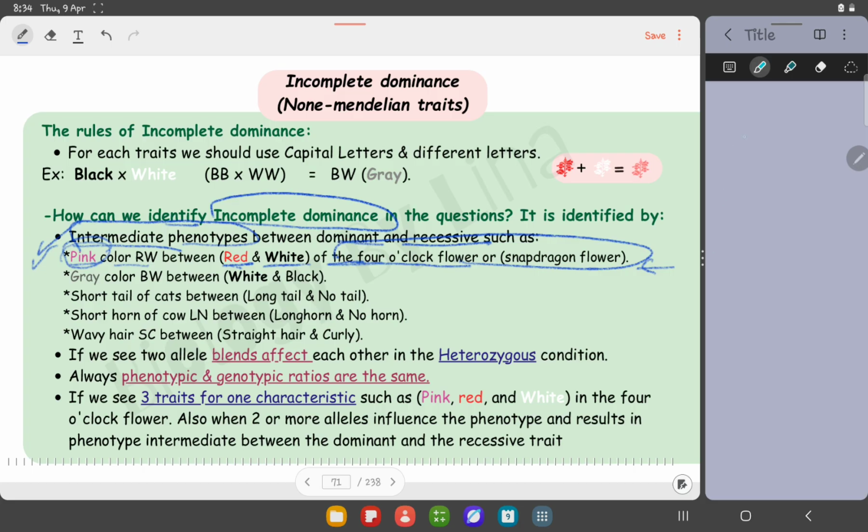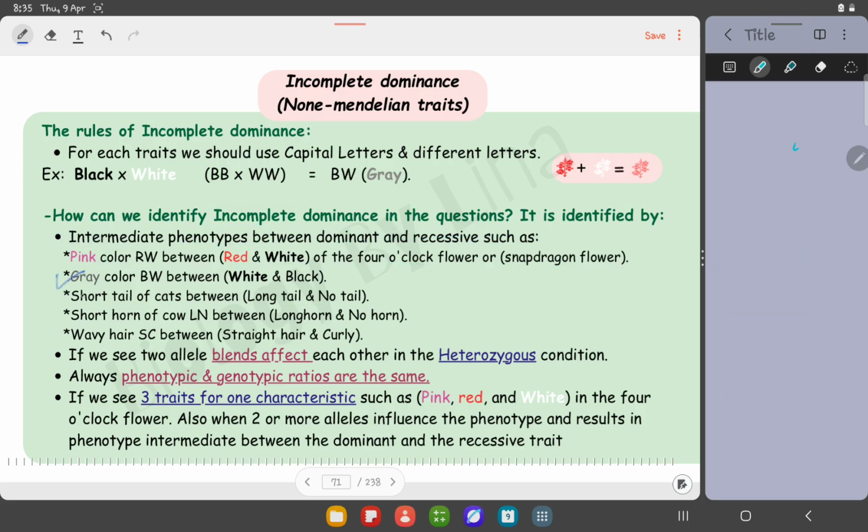So at that time we say that the white color will be WW. What about the red? The red will be RR. And what about the pink? The pink is intermediate, or in between both of them. So it will be RW.